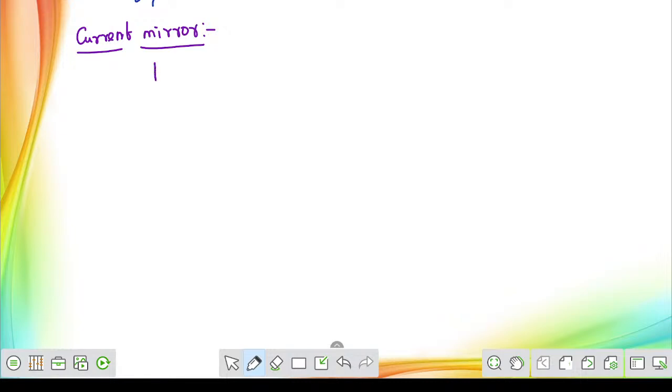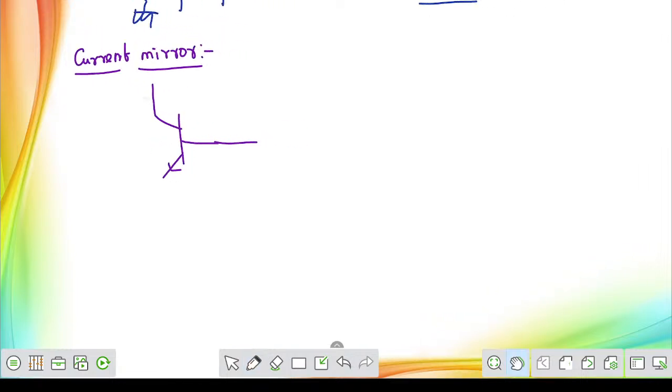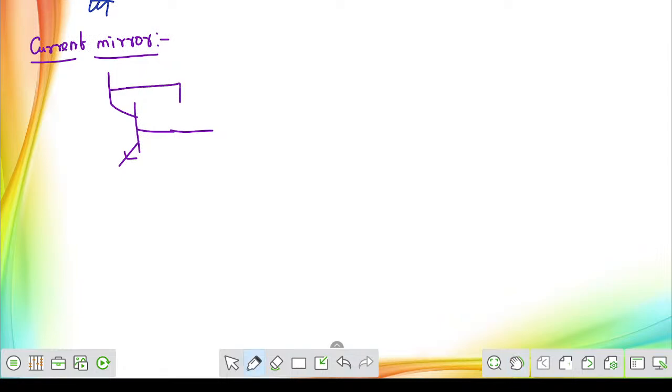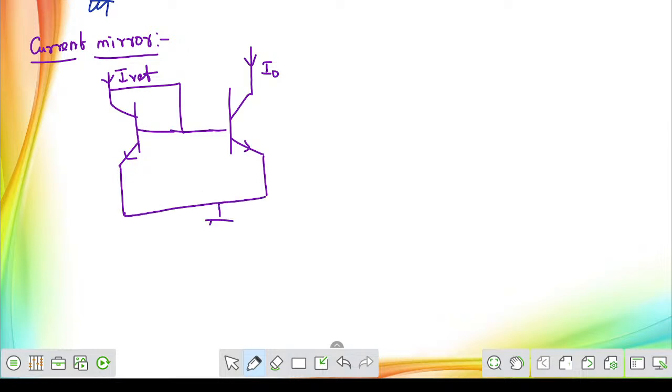So what they will give is a simple transistor pair like this. A matched transistor will be given. They will give a matched transistor and you will be asked to calculate the output current. They will give the reference current at this point. At this point they will connect it to the ground or some supply voltage, whatever. They will tell that these two are matched transistors and beta will be given. Sometimes they will say beta is very large.